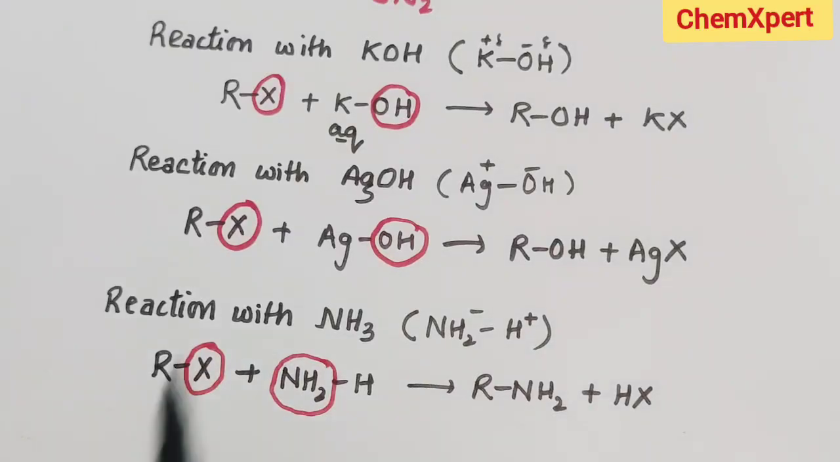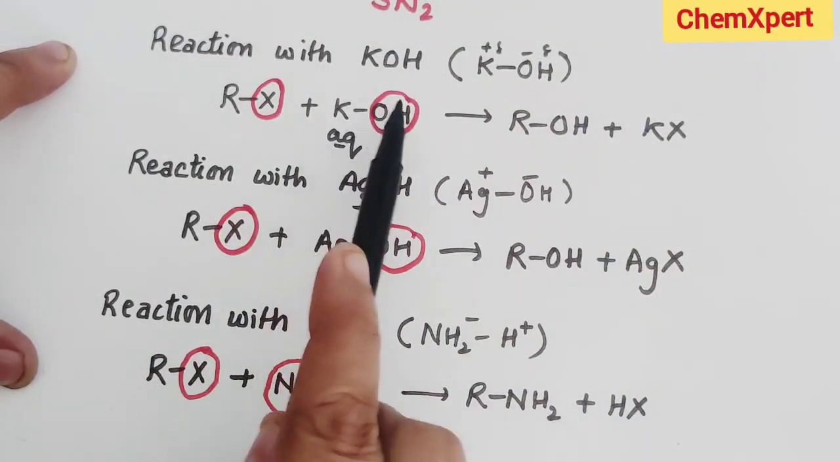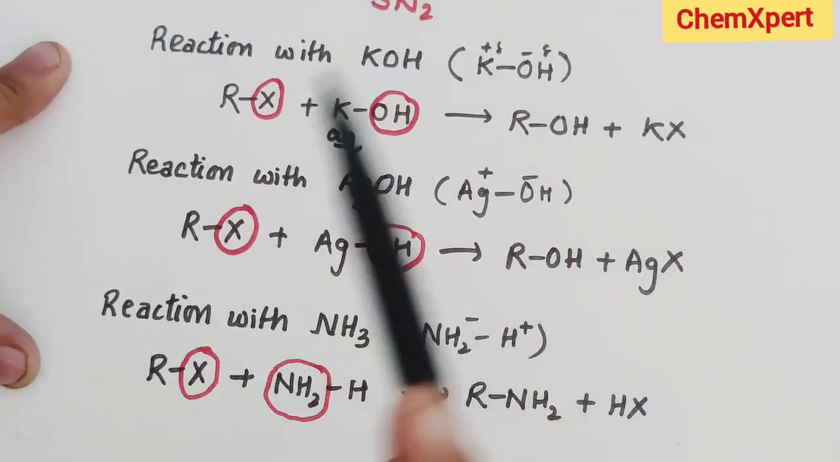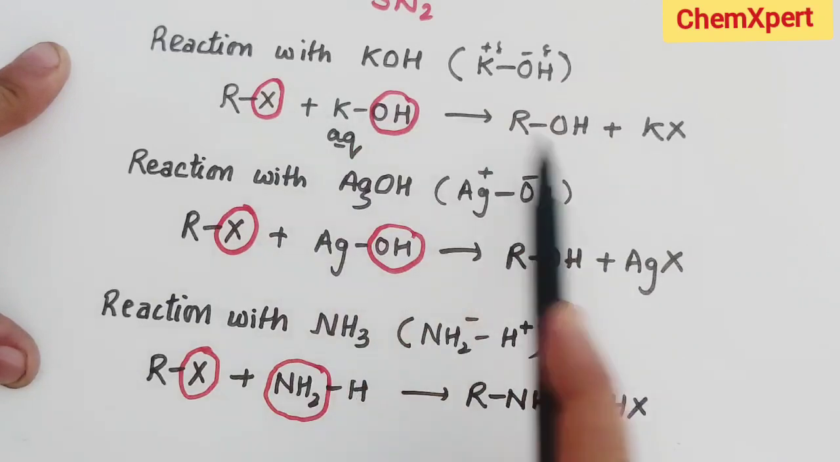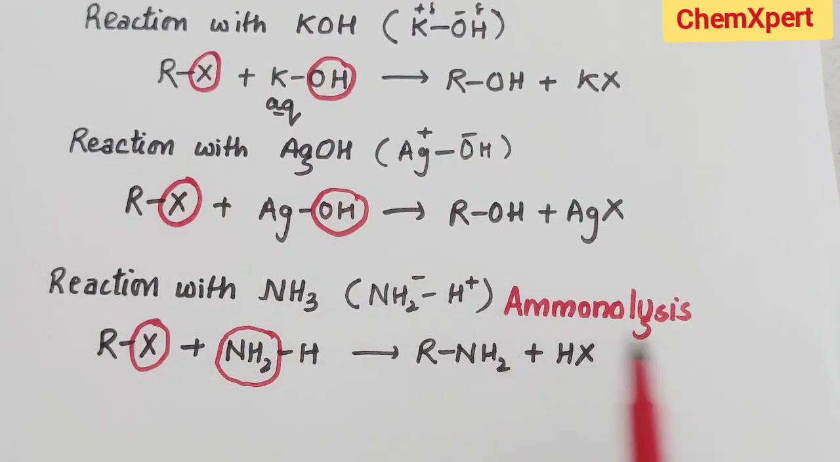Okay, so in all these three types of reaction, what I have done is only substitute the nucleophile with this X here, and in all three cases we have prepared one important compound: here alcohol, here also alcohol, and this is an important preparation of amines, and this is a name reaction known as ammonolysis. That is, by adding ammonia this bond is breaking, hence it is ammonolysis.